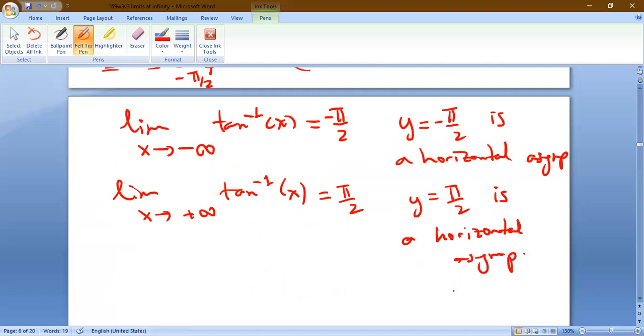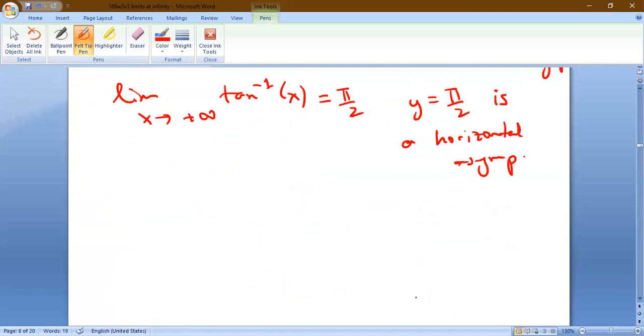So if you have seen machine learning or deep learning, there are also activation functions which have different horizontal asymptotes. But anyway, this is what I want to say about limits at infinity and horizontal asymptotes. So we should know these things.